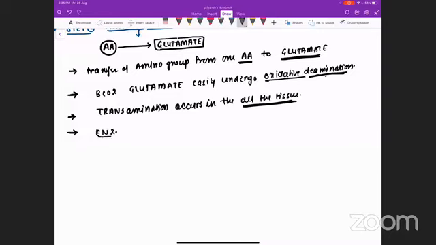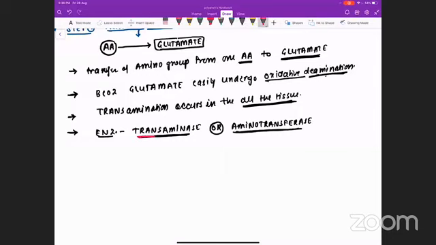The name of the enzyme for the transamination reaction is transaminase. This transaminase is also called aminotransferase. Transaminase or aminotransferase, it's the same. Basically, we are going to transfer the amino group.